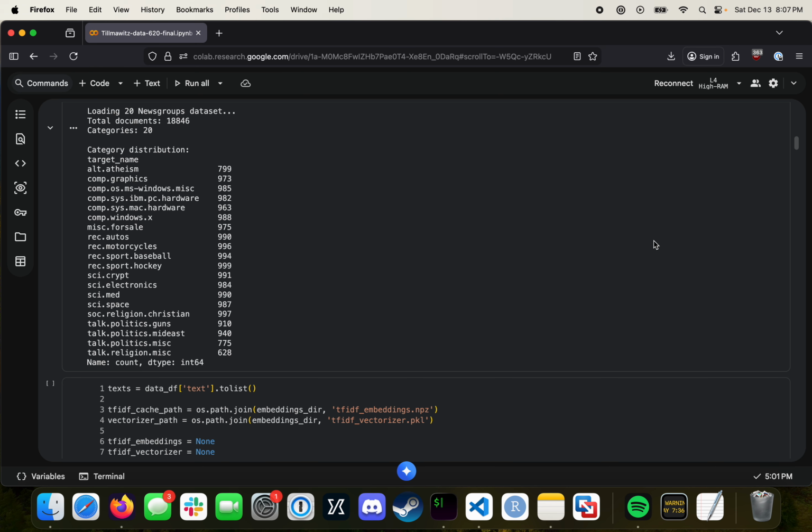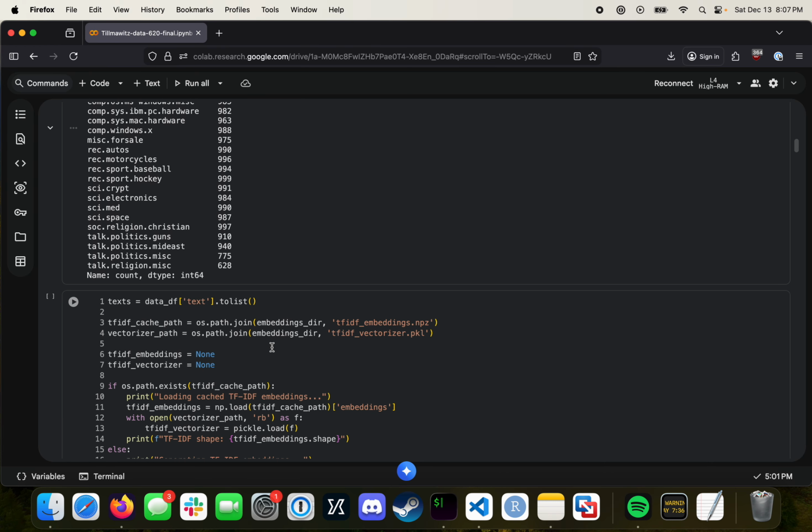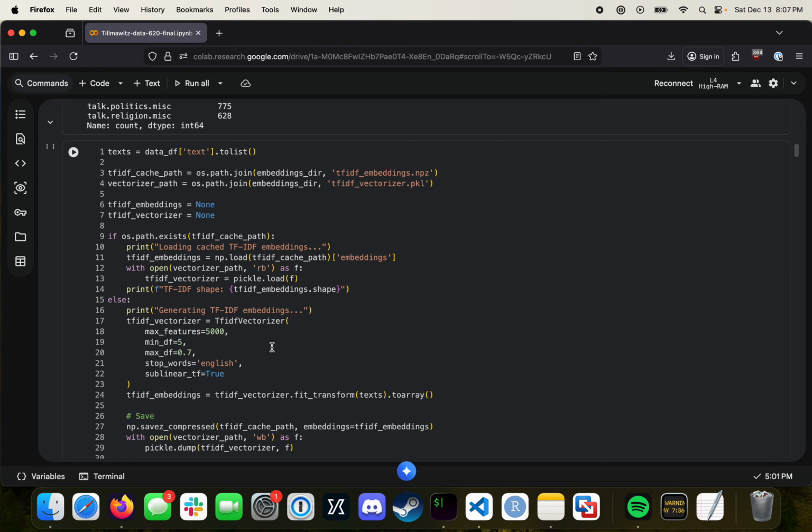As we can see, the underlying data set is what we would expect. It is the well-known data set. There's nothing particularly remarkable about it except for the alt-atheism, talk politics miscellaneous, talk religion miscellaneous groups have a meaningfully smaller number of documents. However, we've chosen our evaluation metrics specifically with this in mind, and so we will not be needing to address it.